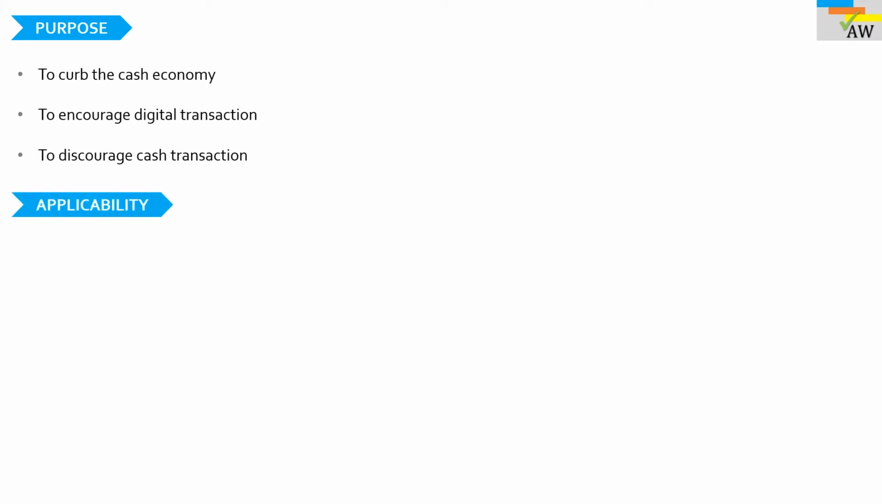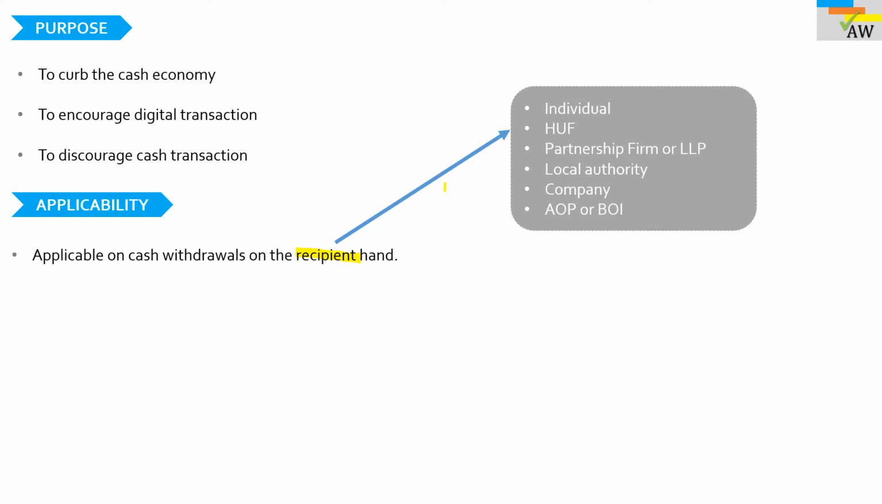Applicability. This section is applicable on cash withdrawals in the recipient's hands. Now, who is the recipient in this case? Let us explore that. The recipients are individual, HUF, partnership firm, LLP, local authority, company, AOP or BOI.